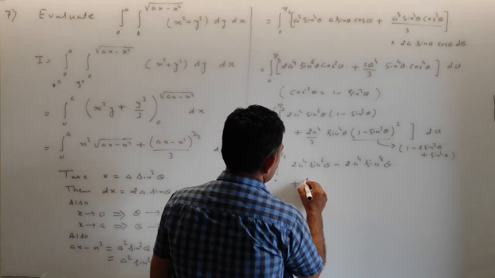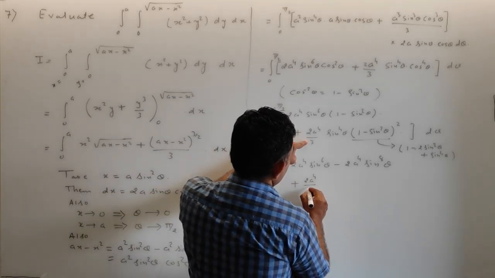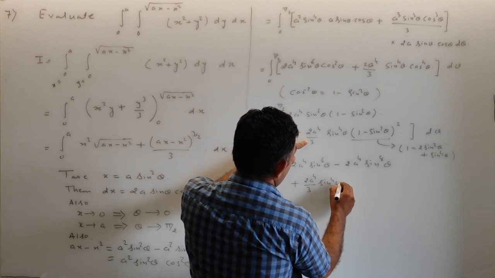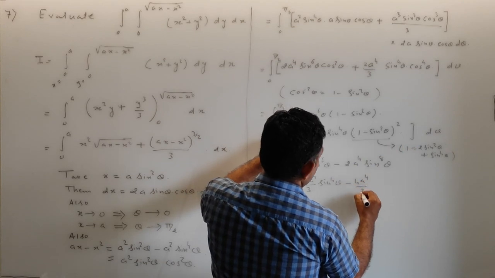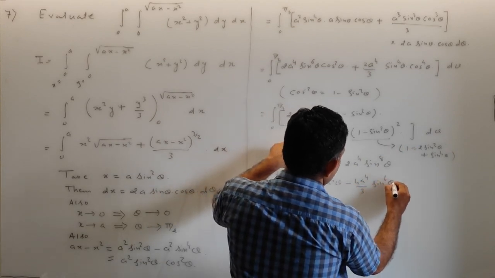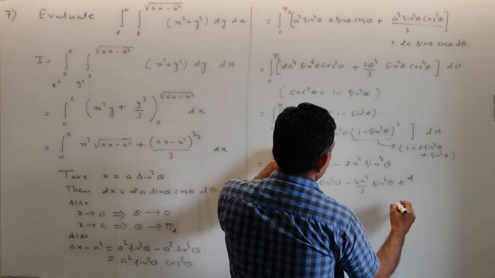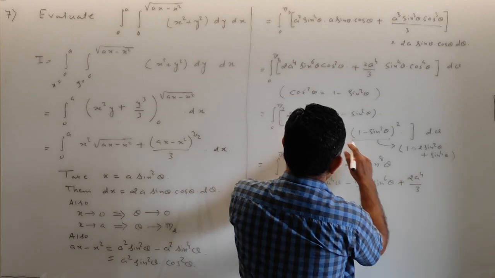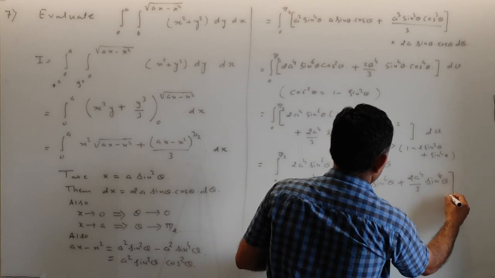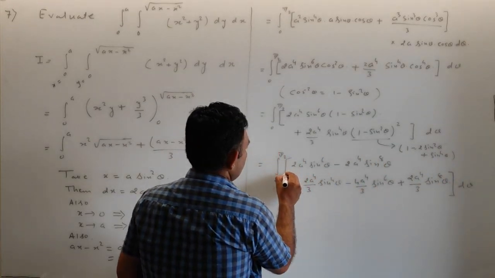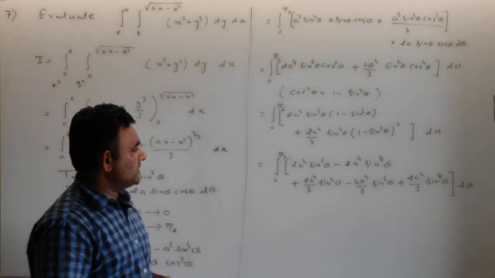in this way. It is 2a raised to 4 by 3 sine raised to 4 theta minus 2 into 2, 4a raised to 4 by 3 sine raised to 6 theta plus 2a raised to 4 by 3, 4 plus 4, that is sine raised to 8 theta, and d theta. So I hope this is clear. So let me remove this. It is just simplification.